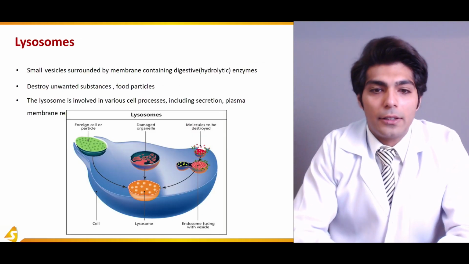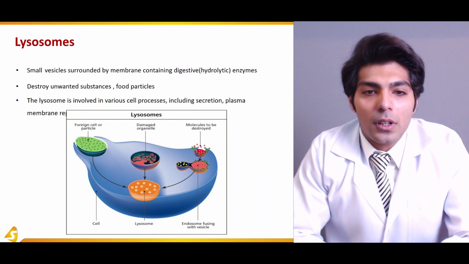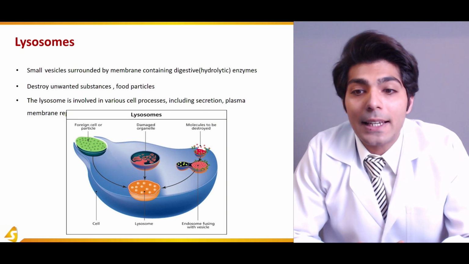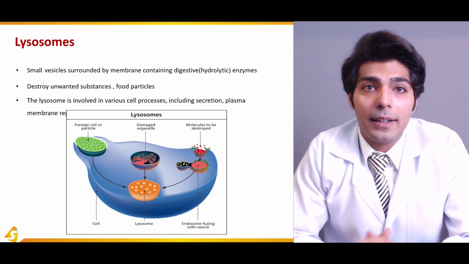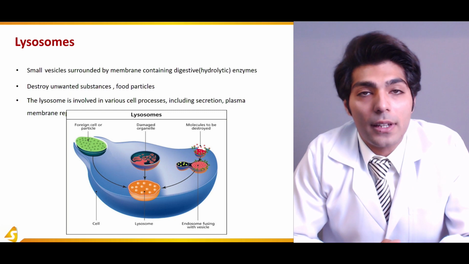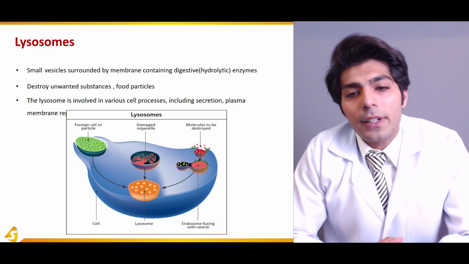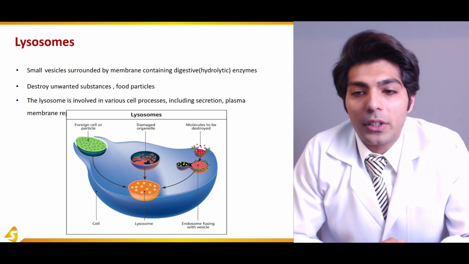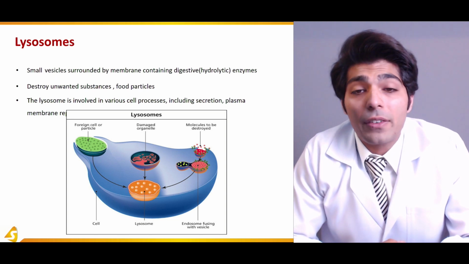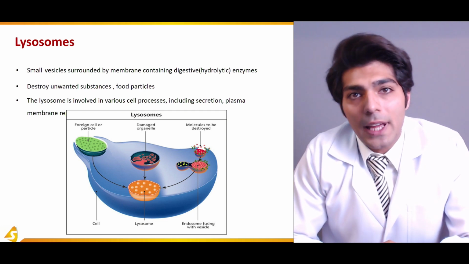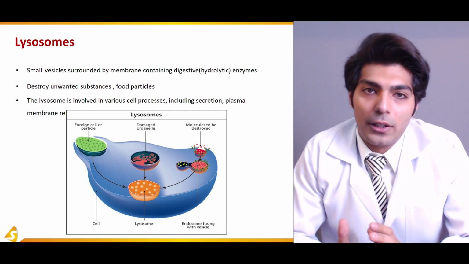Now the lysosomes. Lysosomes are small vesicles surrounded by a membrane containing digestive hydrolytic enzymes. They destroy the unwanted substances, the food particles. Lysosomes are involved in various cell processes including secretion, plasma membrane repair, and destroying of foreign objects, and they are involved in the exocytosis of the cell.